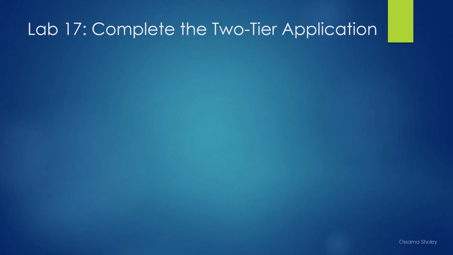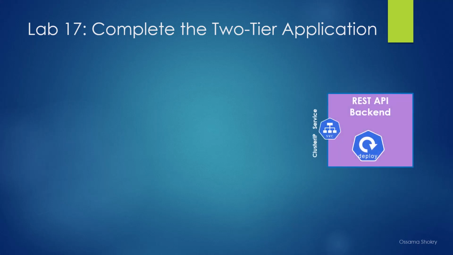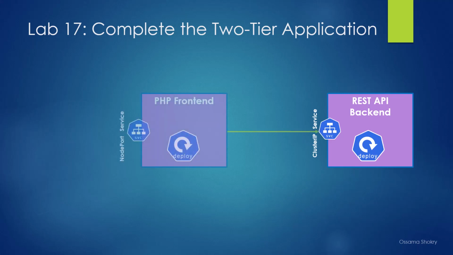In the previous lab, you finalized the first microservice which serves the back-end REST API for the Fibonacci application. In this lab, you will create the other microservice which hosts the front-end website, hereby completing the two-tier Fibonacci application. Let's get started.